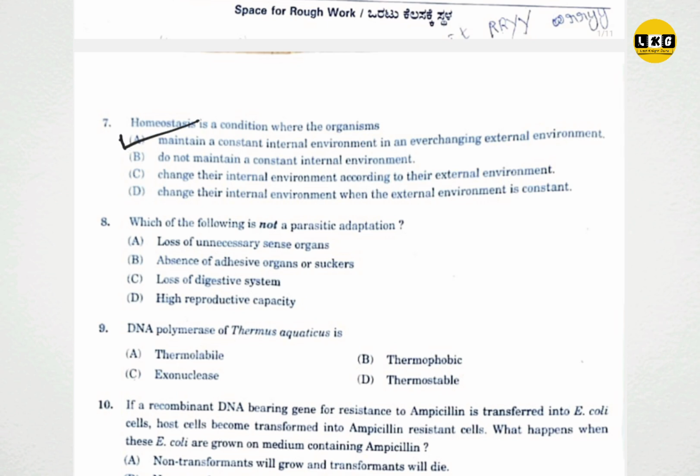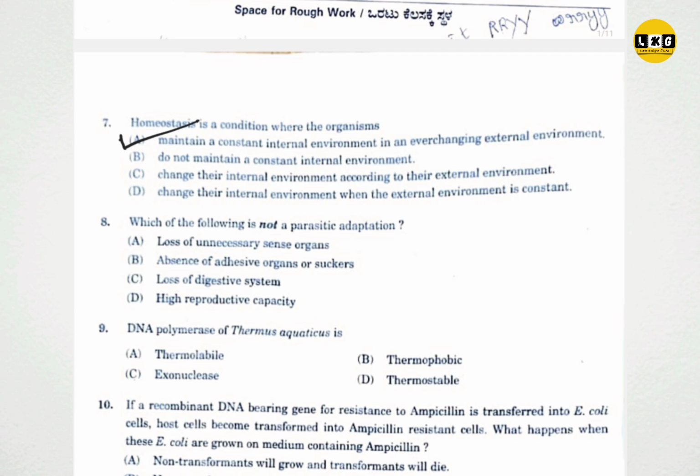Next, eighth one. Which of the following is not a parasitic adaptation? So, here four different adaptations are given. Let's see. A, loss of unnecessary sense organs. So, this is an adaptation of parasites. They do not have unnecessary sense organs. Next, B, absence of adhesive organs or sucker.